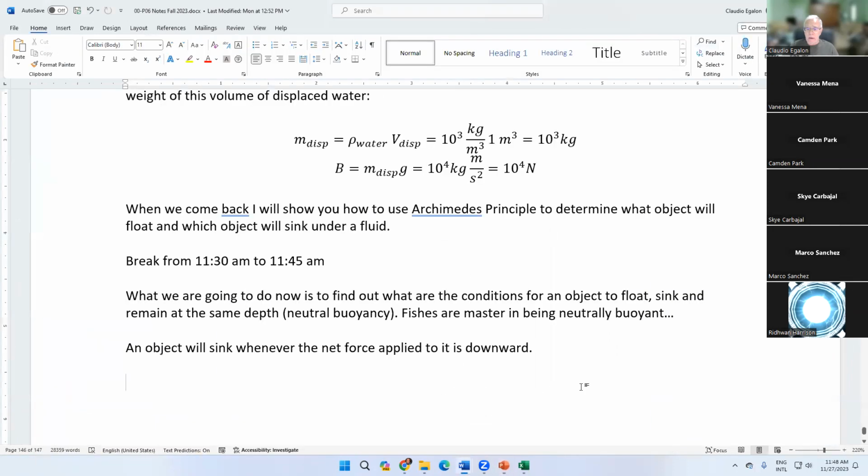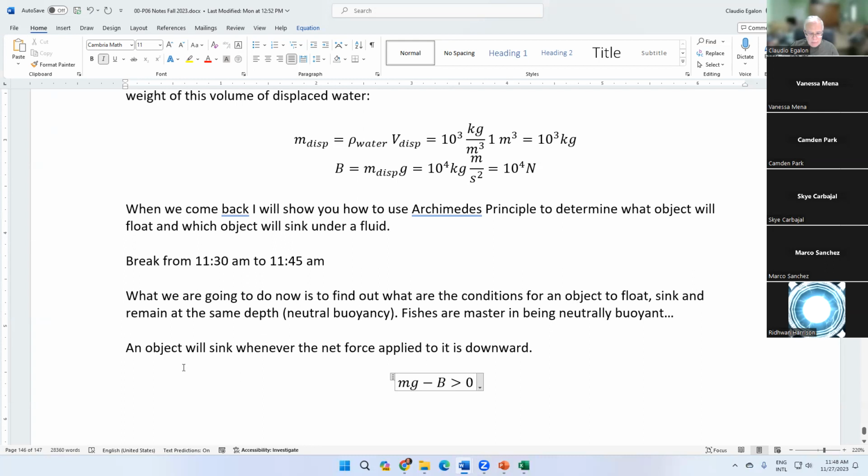So a sinking object will obey the following equation: mg minus the buoyant force must be greater than 0, and then it will sink. Let's see if we can do better than that, because that just doesn't tell us much.